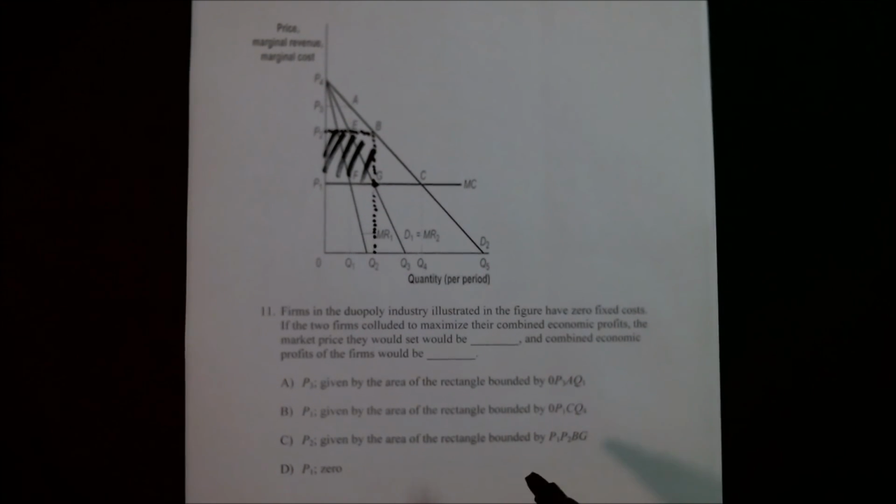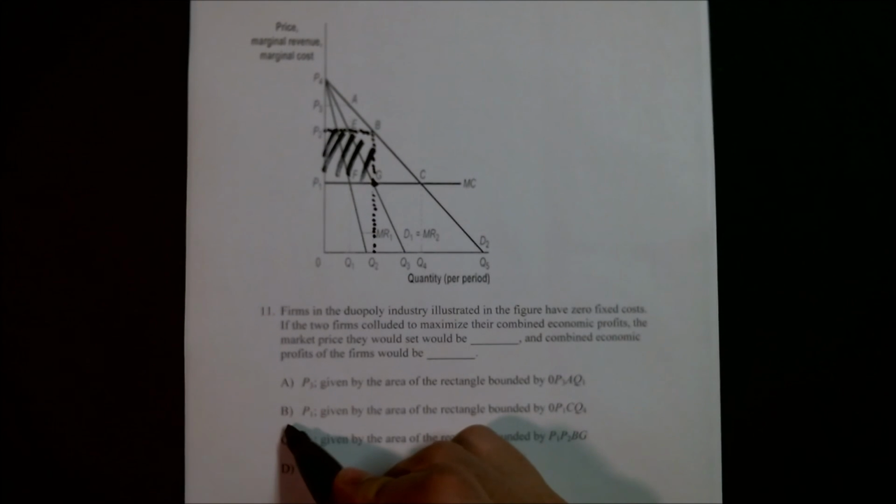So we're going to look at our options. Here we have P2, and given by the area of rectangle bounded by P1, P2, B, and G. As we can see, that is correct, so we go ahead and circle C.